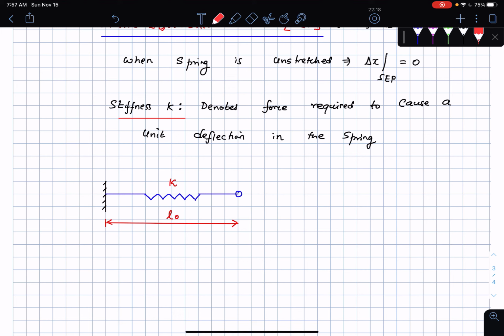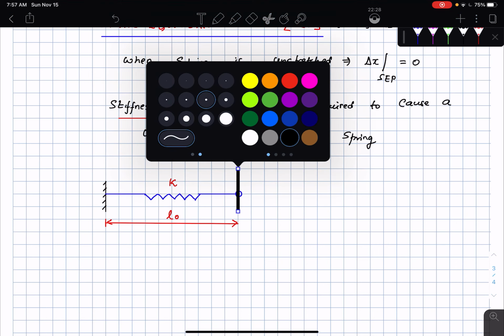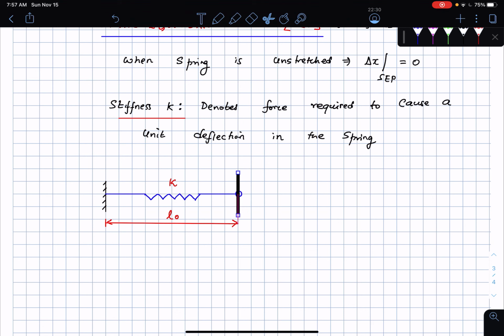Typically, let's say that I have some kind of a massless link that is attached at the end of the spring. This is a massless link, and later on we'll be adding masses and looking at motion and so on. So this is an example of a massless link.